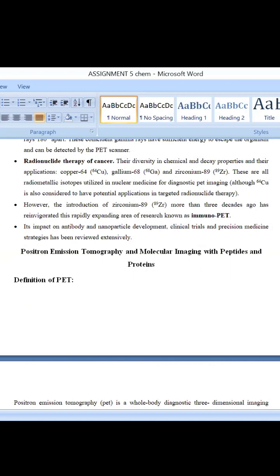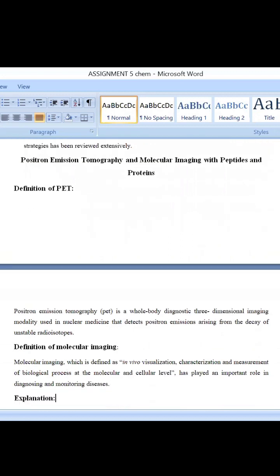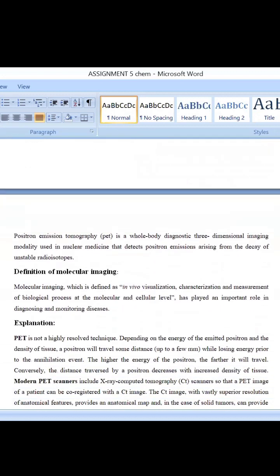The definition of PET, positron emission tomography. PET is a whole body diagnostic three-dimensional imaging modality used in nuclear medicine that detects positron emission arising from the decay of unstable radioisotopes. Next is the definition of molecular imaging. Molecular imaging is defined as in vivo visualization, characterization, and measurement of biological processes at the molecular and cellular level, which plays an important role in diagnosing and monitoring diseases.